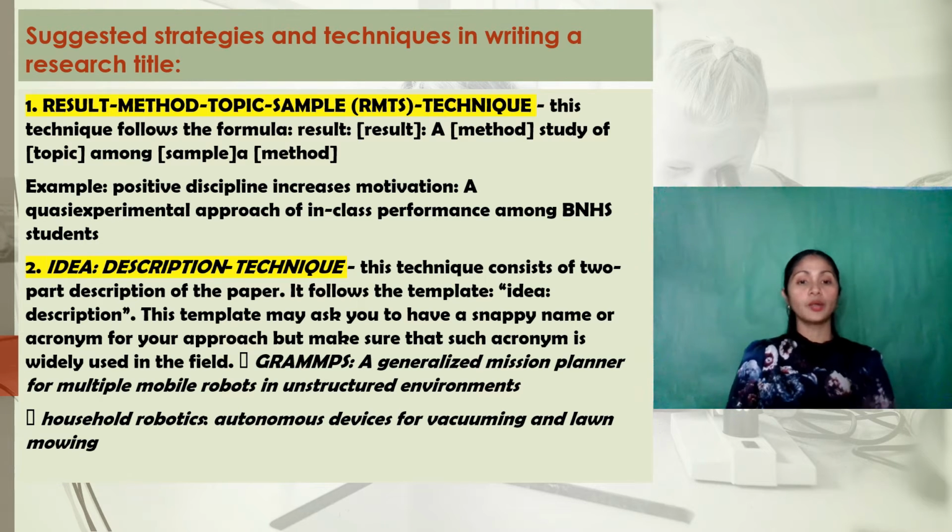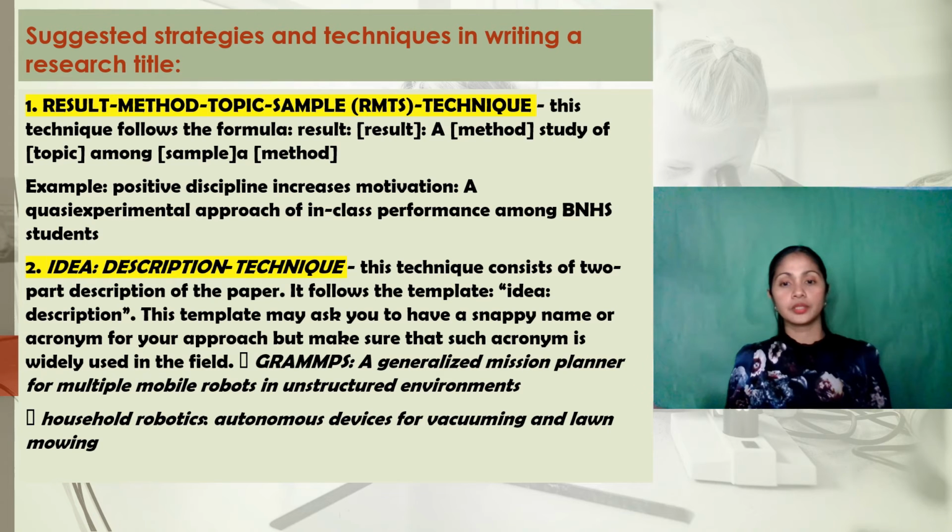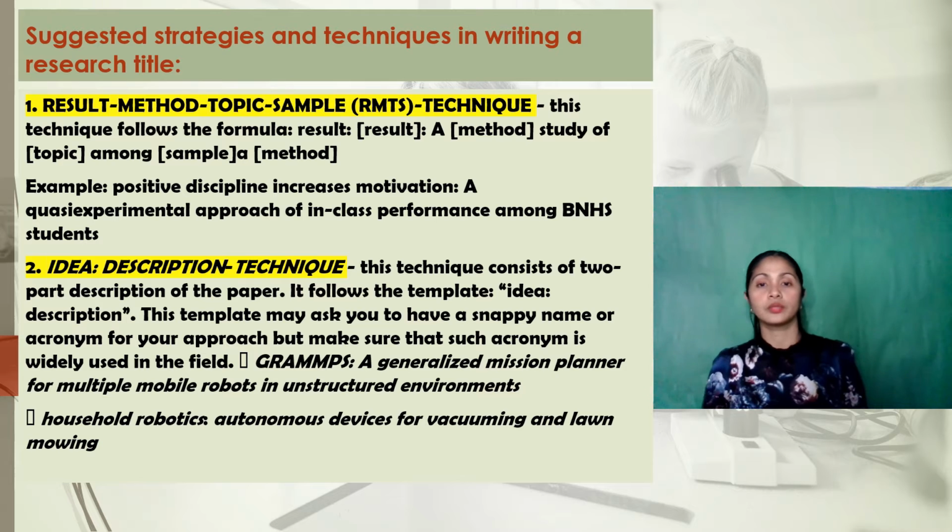Another example, household robotics, autonomous devices for vacuuming and lawn mowing. The idea here is household robotics. The description given is autonomous devices for vacuuming and lawn mowing.